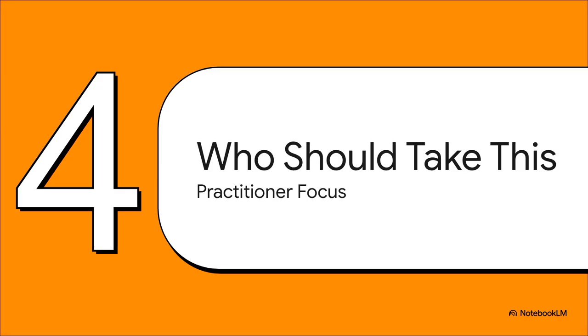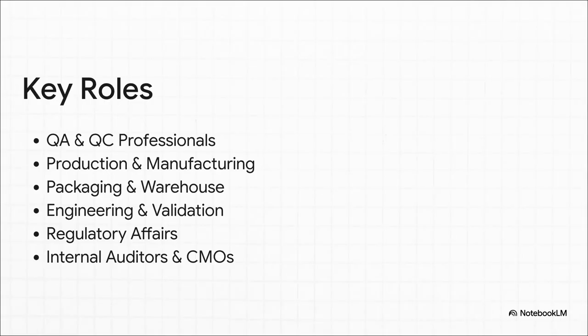All right, Section 4. Who is this actually for? If you are an experienced practitioner, this was written specifically for you. It's an essential toolkit for QA and QC teams acting as release gatekeepers. It's built for production, manufacturing, packaging, and warehouse staff physically handling materials. And it speaks straight to engineering, validation, regulatory affairs, internal auditors, and CMO contractors. Literally every single one of these roles is a critical building block in the quality ecosystem.